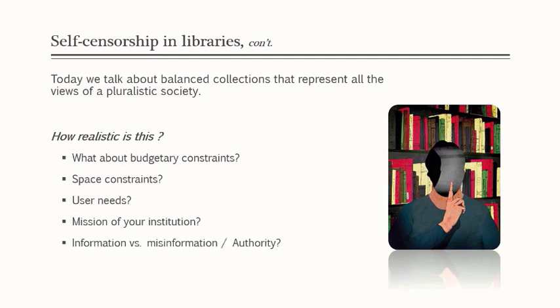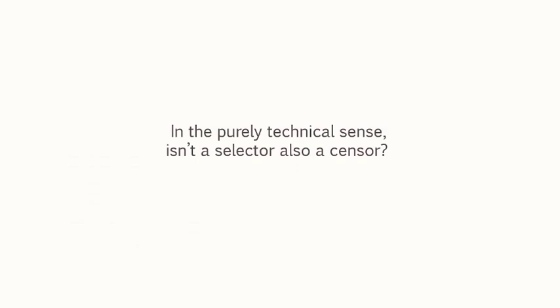Information and misinformation. Why do we turn to selection aids? Because we need expert opinions on materials that maybe we don't know everything about. We want to try to avoid having misinformation. What about this whole idea of having a balanced collection, a rounded collection? See, it's tough to be in our shoes. And I've mentioned this already. I think I've mentioned this a couple times throughout the course.